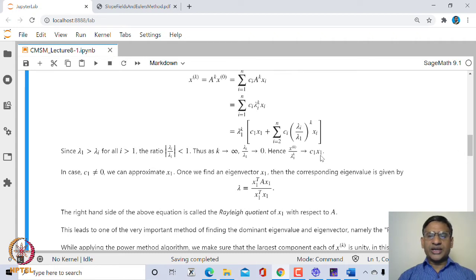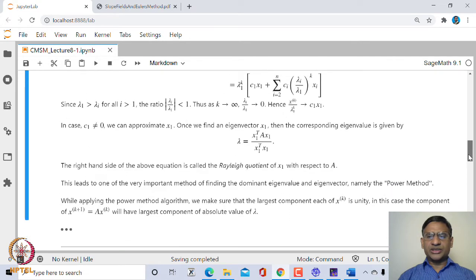And once you have obtained x1, namely an approximation of the dominant eigenvector, you can find the approximation of the dominant eigenvalue using this Rayleigh quotient formula, which is x1 transpose A x1 divided by x1 transpose x1. Now A x1 is lambda 1 x1, so the numerator will be lambda 1 times norm x1 squared, divided by norm x1 squared. Since x1 is an eigenvector, this will be non-zero, therefore you can cancel this and you have the dominant eigenvalue. So that is the algorithm.